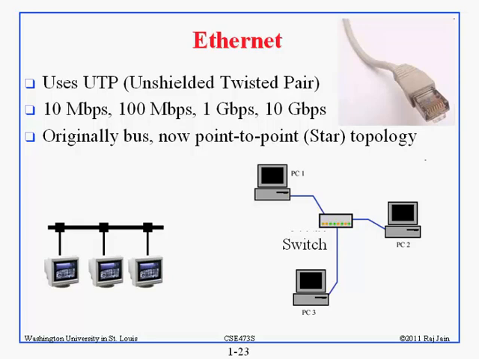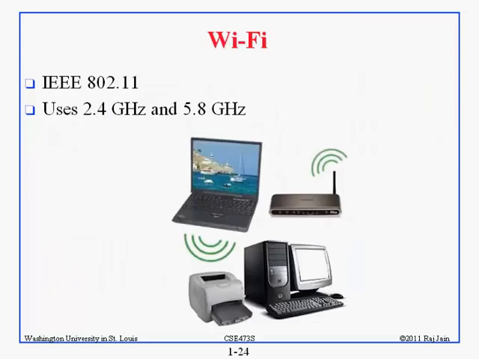Wi-Fi is called 802.11, an IEEE standard, and it uses 2.4 gigahertz and 5.8 gigahertz. It runs at those two different frequencies, 2.4 and 5.8. And all of you have seen Wi-Fi, so I don't have to say too much.